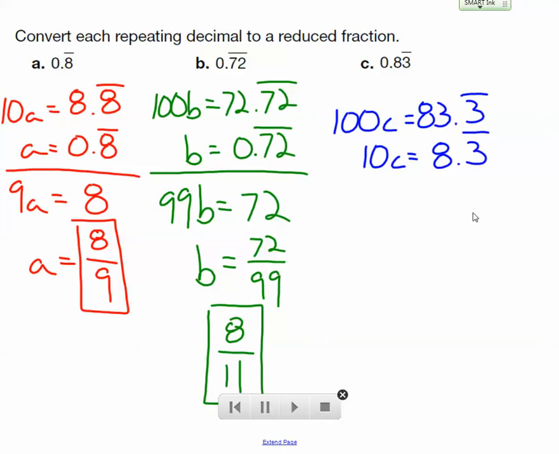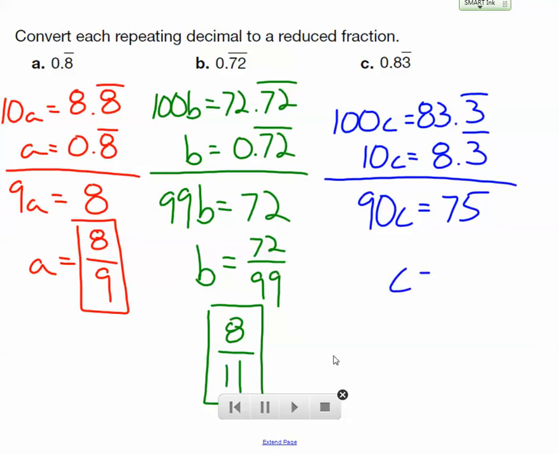Because what I want is those 0.3 repeatings to cancel out when I subtract, and that's what I've got set up now here. If I just left it as C as 0.83, then I'd have 0.3 repeating minus 0.83, and I don't want that. I want 0.3 repeating minus 0.3 repeating. So I'll subtract these two equations. I'll get 90C equals 75. Okay, 0.3 repeating minus 0.3 repeating is nothing. 83 minus 8 is 75.